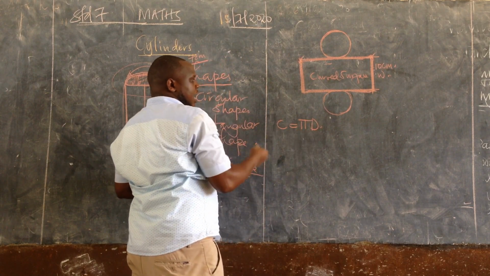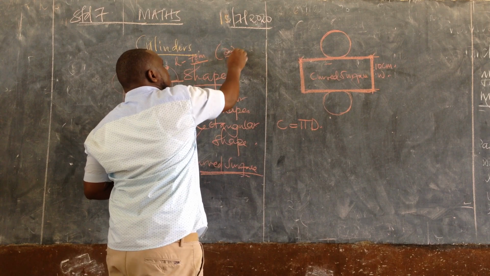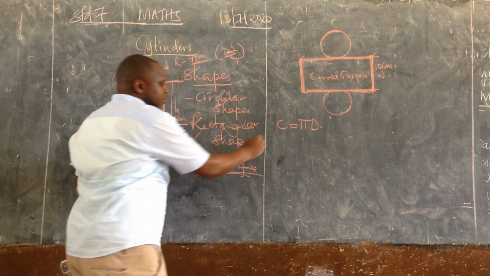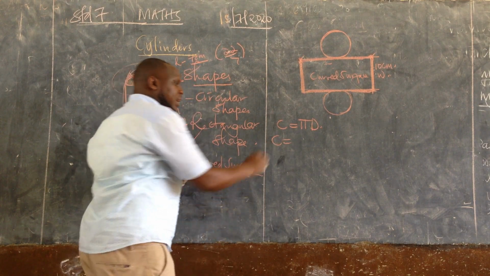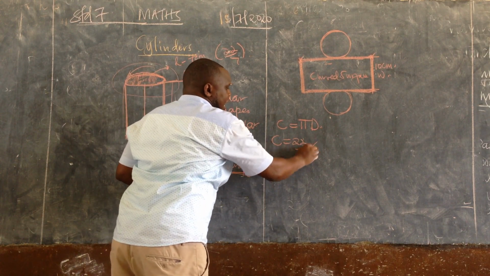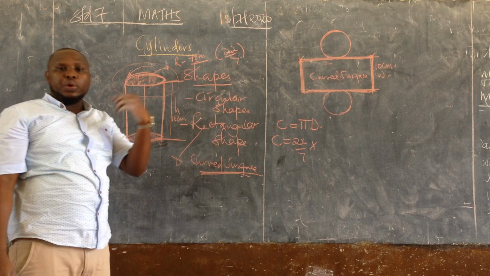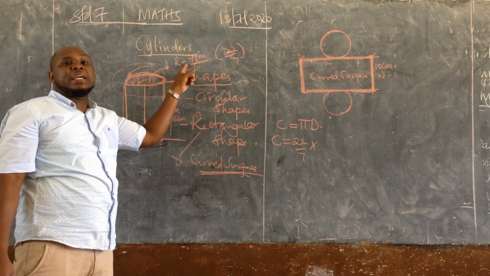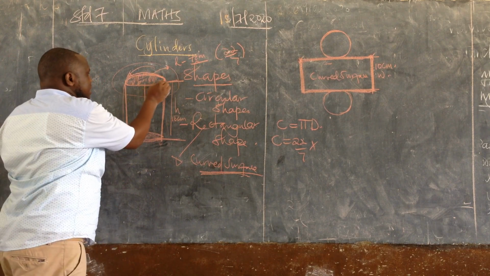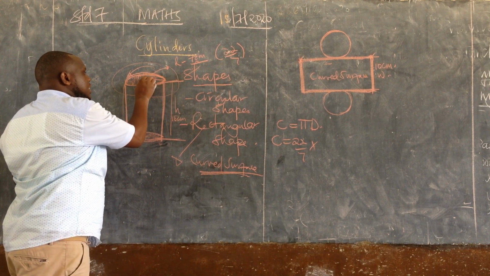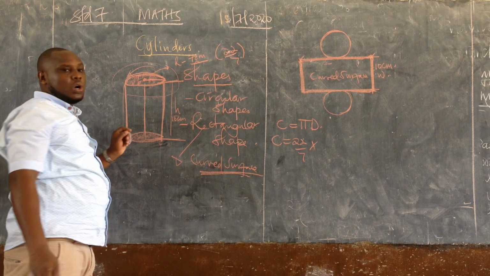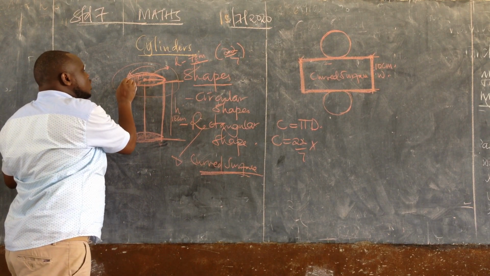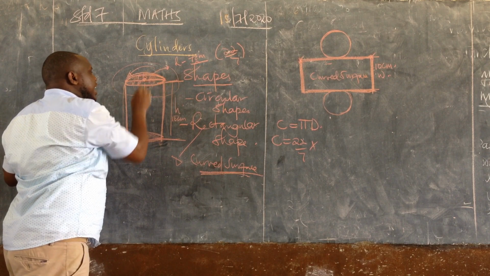Pi times d. Assuming our pi in this case is 22 over 7. So our circumference is pi, 22 over 7, times diameter. How do we get the diameter? We get the radius and multiply that by 2, because radius means from the circumference to the center of the circle. That is what you call radius. But if you stretch from the circumference through the center, you get what we call a diameter.